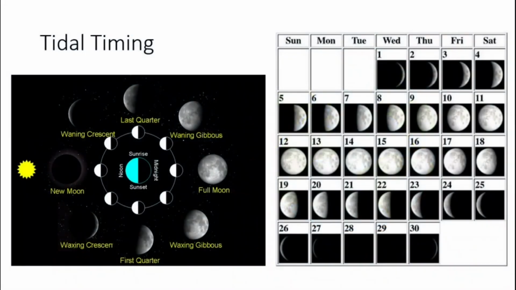As we know from previous lessons, a moon cycle takes approximately 1 month. This means that there will be 1 new moon and 1 full moon every month. Spring tides happen twice a month, once during new moon and once during full moon.